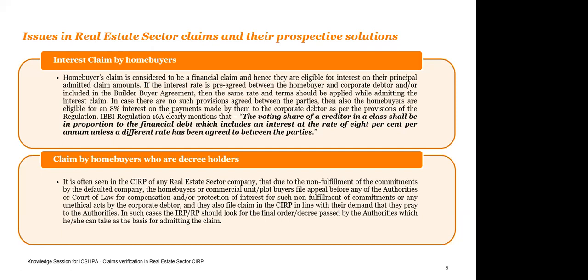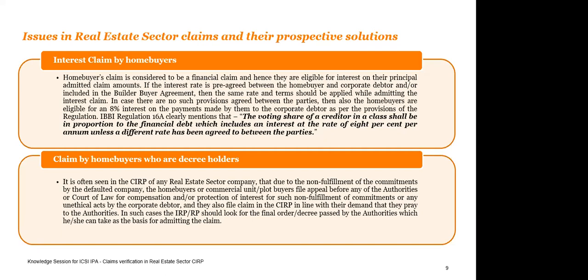Now, the claim from home buyers who have a decree. Someone was asking, so we will probably discuss this in this section. Who are the decree holders? There are two or three things. Sometimes we have seen that the default has happened from the builder side, and sometimes the default has happened from the buyer side. So there are two sides to it.